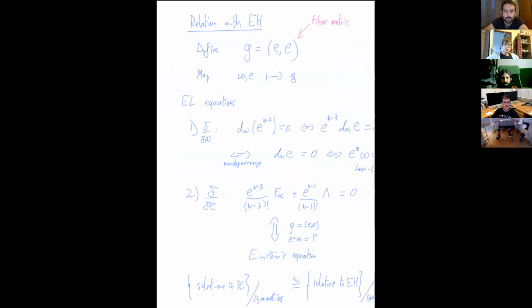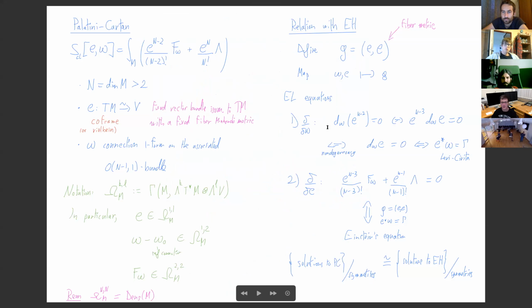Okay. So what you see here is that this condition is a torsion-free condition, which means that simply the pullback of omega is a Levi-Civita connection for this metric. Okay, so the first Lagrange equation tells you that the data are the same as in Einstein-Hilbert, and the second equation is equivalent to Einstein's equation. So the statement is that solutions to the Palatini-Cartan model, modulo its own symmetries, are the same as solutions to the Einstein-Hilbert formalism, modulo its own symmetries. So classically, the two theories are equivalent.